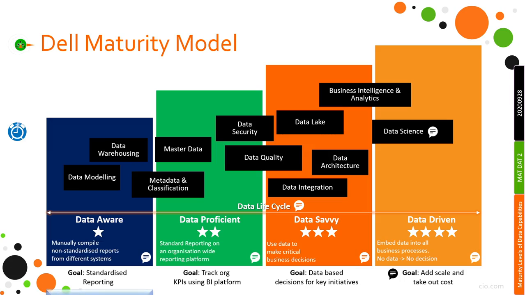Stage 1. In the data-aware phase, a customer usually compiles non-standardized reports from different systems with the goal of standardizing these reports. There are multiple BI systems, data sources, and there is a lack of data and app integration. The business is doing ad hoc reporting and doesn't always trust its own reports. If this sounds like your organization, you'll want to focus on building capabilities to move up the maturity curve, such as data modeling, database design, data normalization, or feeding data to one BI or reporting system.